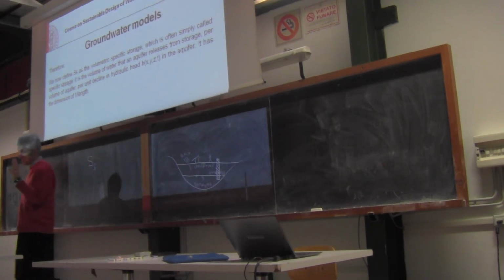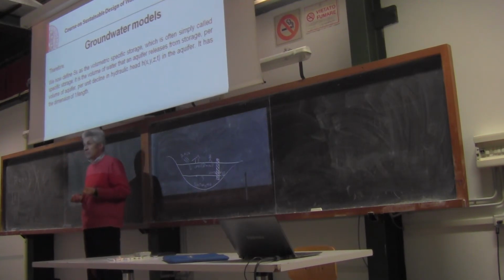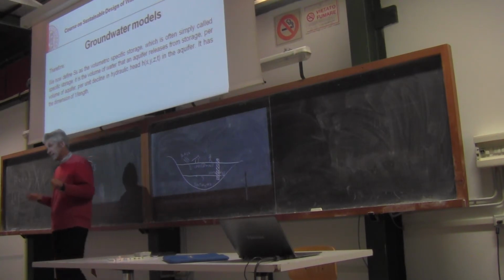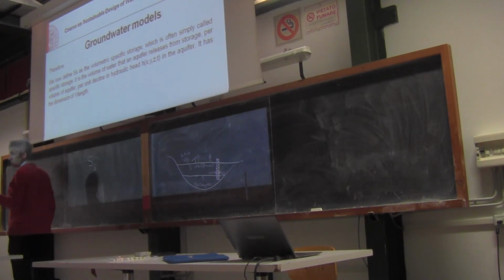And therefore, what does this mean? It means that if you get water from the aquifer, you have a decline in the hydraulic head because you have a decline of the water table. And for unit decline of the water table, you may get less or more water. The measure of the volume of water per unit volume of aquifer, per unit decline of the water table, that you get from there, is the specific storage.